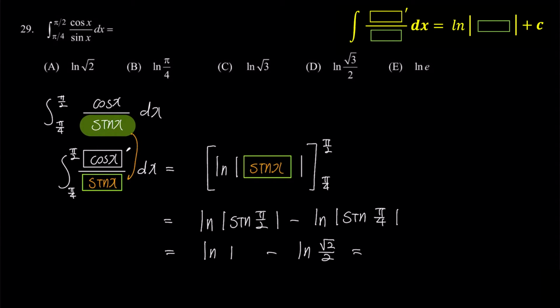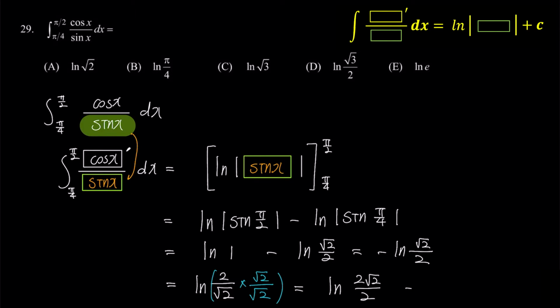Since ln 1 is 0, only the second term remains, but the answer doesn't look nice. We need to modify the form a bit with some algebra. If we move the minus sign in front of the log inside, we can create a reciprocal, and by rationalizing the denominator of that reciprocal, it becomes ln 2 square root 2 over 2, which ultimately simplifies to ln square root 2. And the answer is A.